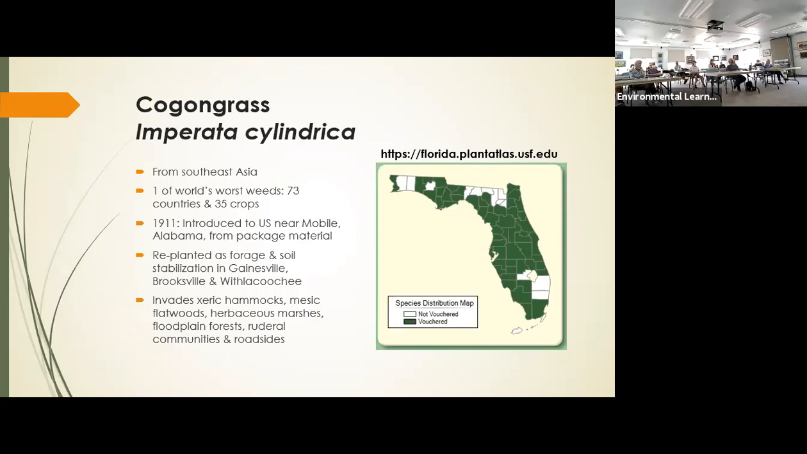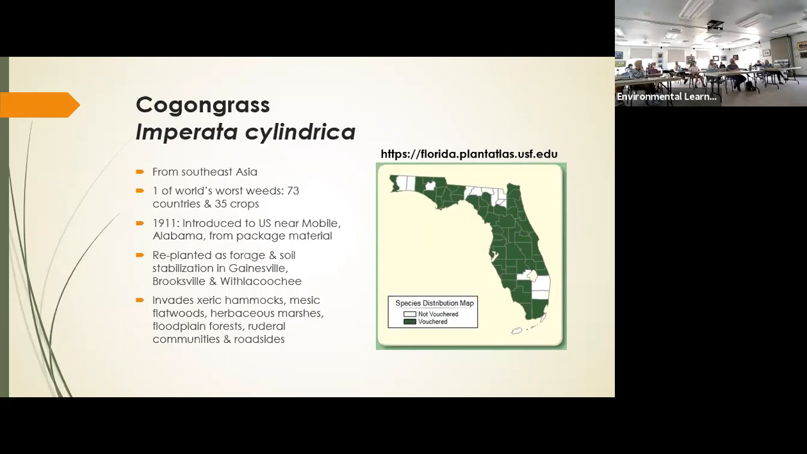So this is a grass from Southeast Asia, and it's found in 73 countries and lots of crops. It is thought to have been introduced to the United States in 1911 in Mobile, Alabama, in orange packaging. And it really grew fast.